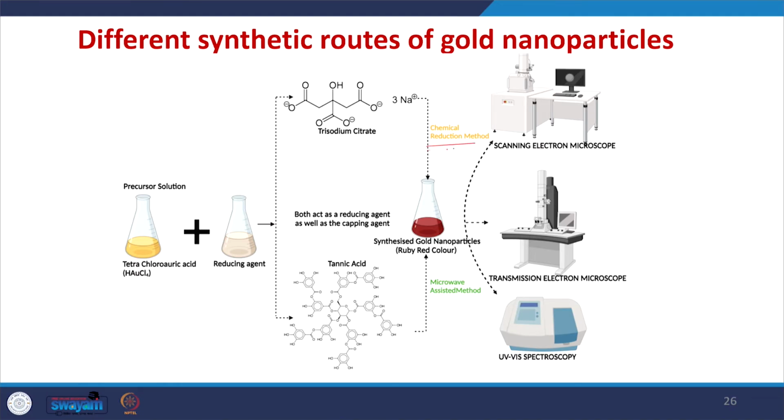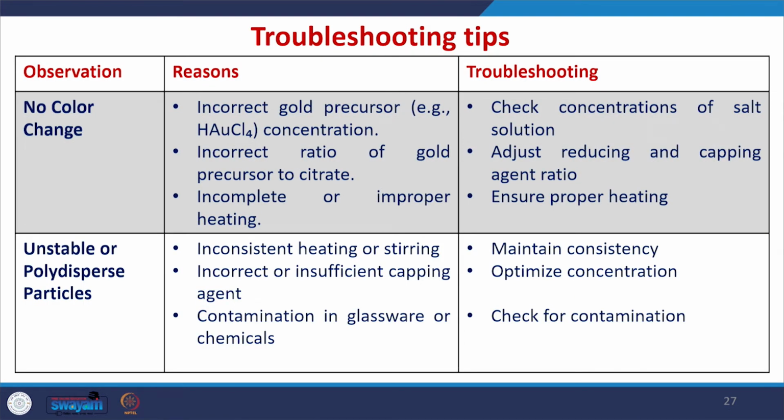By different synthetic routes, we understood how to synthesize the gold nanoparticle. One is the chemical reduction method, the other one is the microwave assisted method. Let us learn about the various problems we face when we synthesize gold nanoparticles and how to overcome those issues. The first one is no color change.